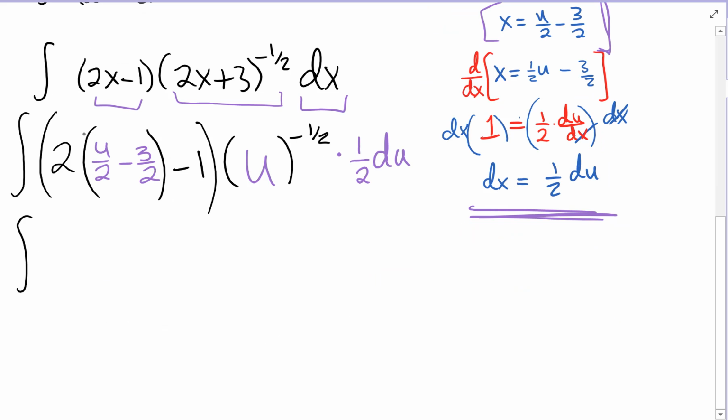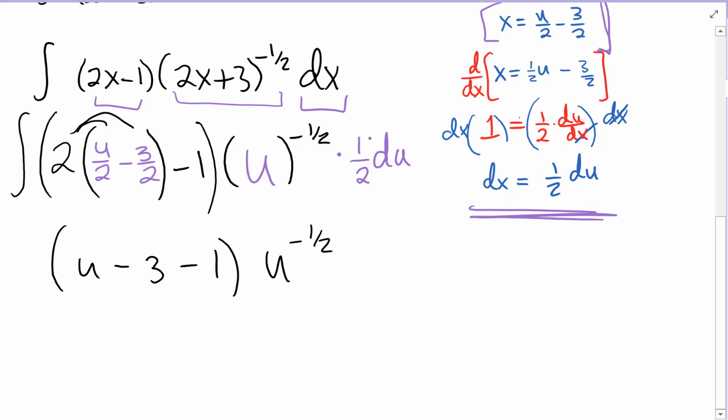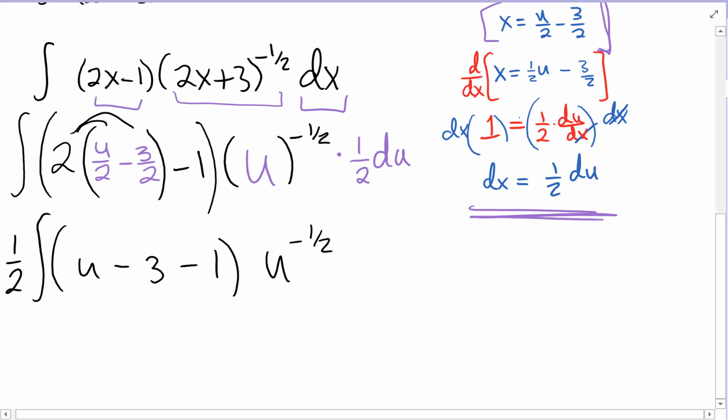Let's do some algebraic simplification first. So if I distribute this 2, I'll end up having u minus 3 minus 1 times u to the negative 1/2. Oh, I have this times 1/2. Hey, guess what? If you're multiplying by a scalar, by a number, then that number can be factored out of our integral. Only numbers can be factored out, never variables. So that's starting to shape up and look like an integral that perhaps we can solve.